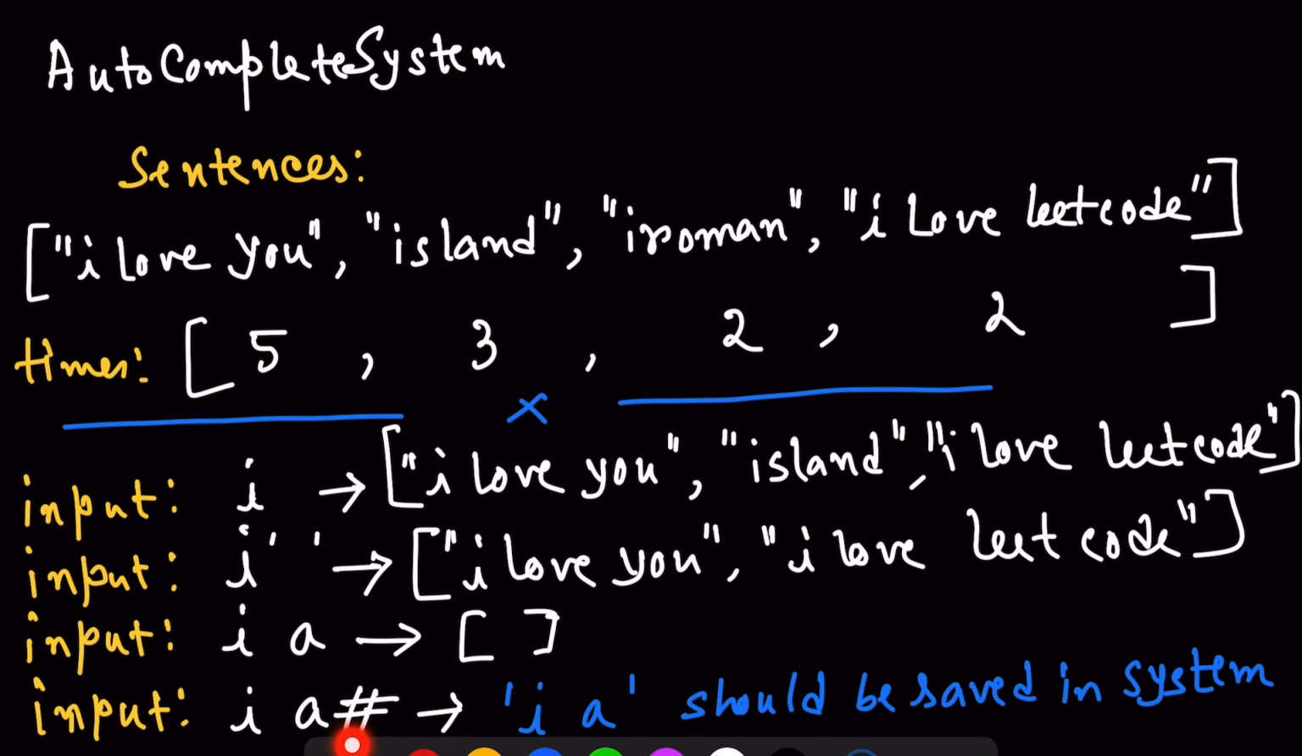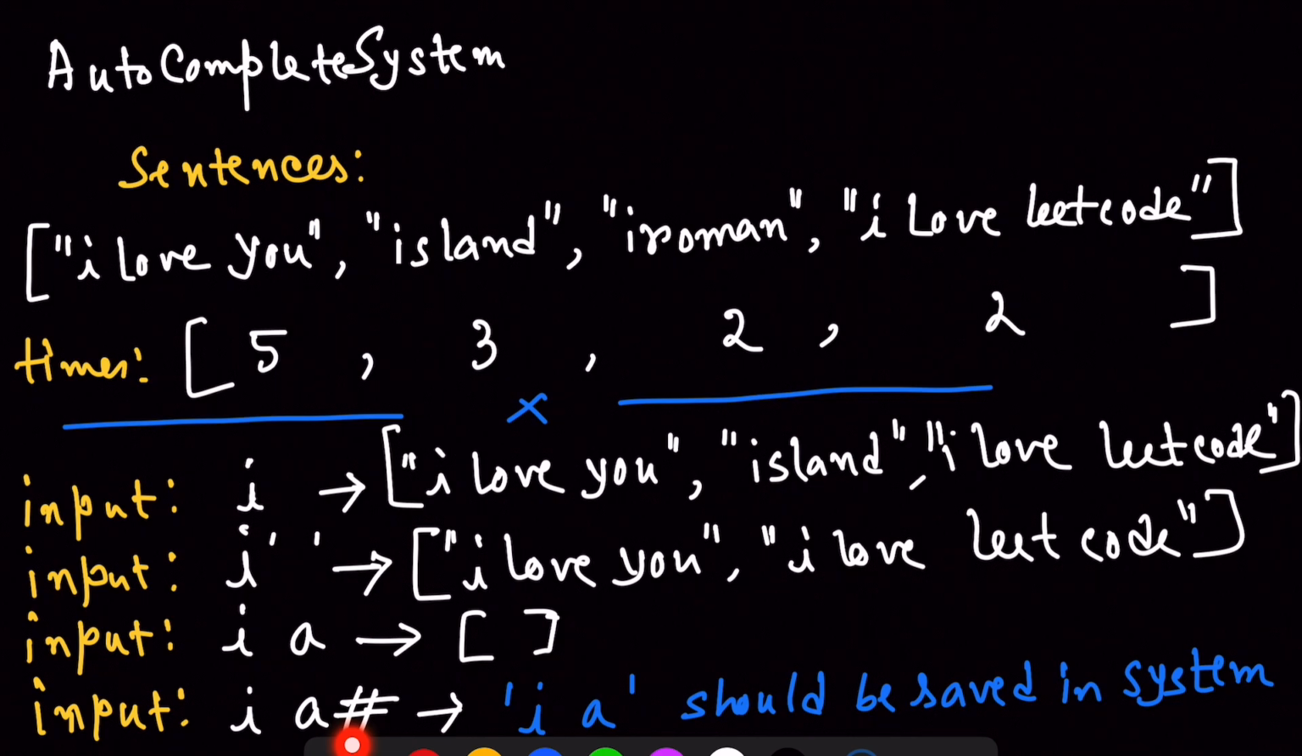Which one should I output? We'll see here. After I, one has a space and the other has R. Space has an ASCII value of 32, but R has an ASCII value of, I guess, 114 or something. So this one will come first. Whenever there is a tie, we sort based on the ASCII value. So our result will be I love you, island, and I love Leetcode for I.